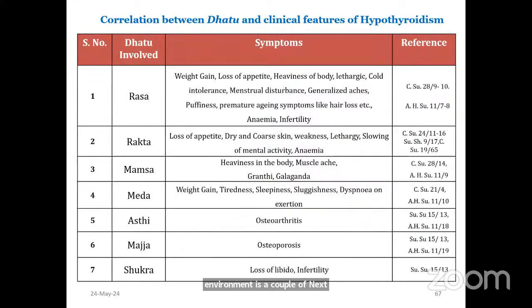According to the involvement of dhatu, if Ras dhatu is involved, Ras dhatu agni is not functioning properly. So the symptoms may be weight gain, loss of appetite, heaviness of body, lethargy, cold intolerance, menstrual disturbance, generalized achiness, puffiness, premature aging symptoms like hair loss, anemia, infertility. So according to various dhatu involvement, we can see various kinds of clinical features of hypothyroidism. While treating cases of hypothyroidism, according to Ayurveda, we have to find out the involvement of specific dhatu and target that particular agni for correcting the underlying pathology of hypothyroidism. Next.